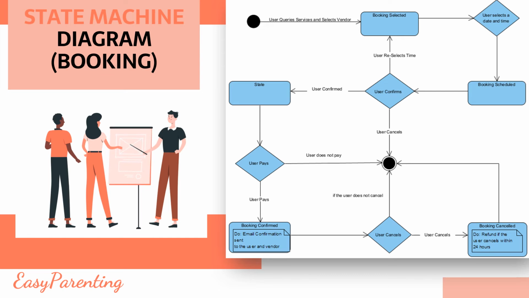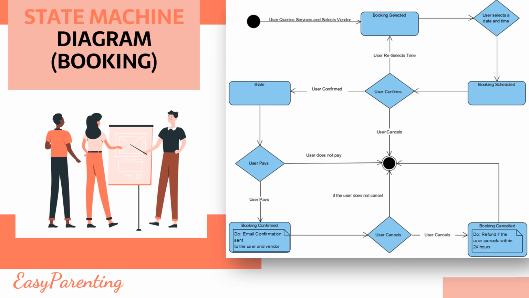the state to scheduled. After the booking is scheduled, the user can either confirm or cancel the action. If he confirms, then it'll move to the next step, to the next state. But if he doesn't, then he can either reselect the time to book an order or just cancel it.